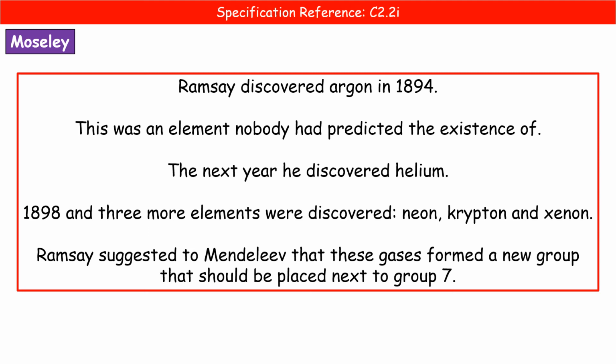And the reason no one had predicted their existence was because they're very unreactive, they're inert gases. So we hadn't seen them interacting with other things. So they're kind of like invisible, really. We didn't know about their existence because we'd not seen them do anything. So Ramsay, when he discovered these, suggested to Mendeleev that these gases should be in a group of their own, placed next to group 7, because they didn't really fit anywhere else. So it's a case of, well, we just need to put a group at the end there of these particular elements we've just discovered.